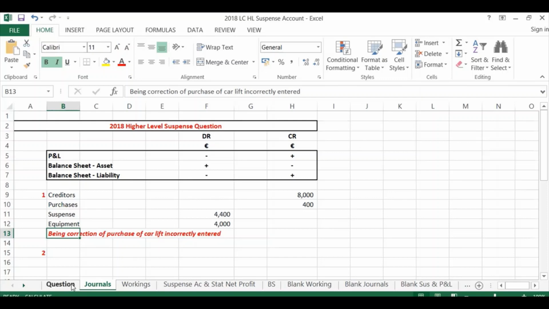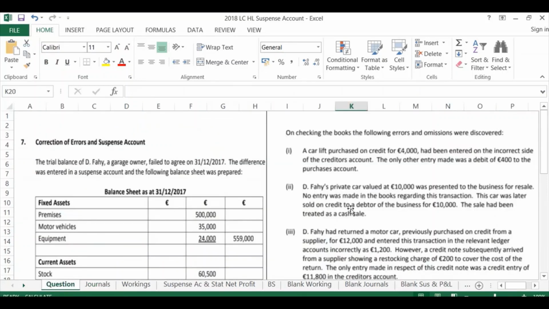On to adjustment number 2 now. It says D. Fahy's private car valued at 10,000 was presented to the business for resale. Okay, so he's given it to the company, which is introducing capital, and because it's for resale, it should be included in purchases. No entry was made in the books regarding this transaction.